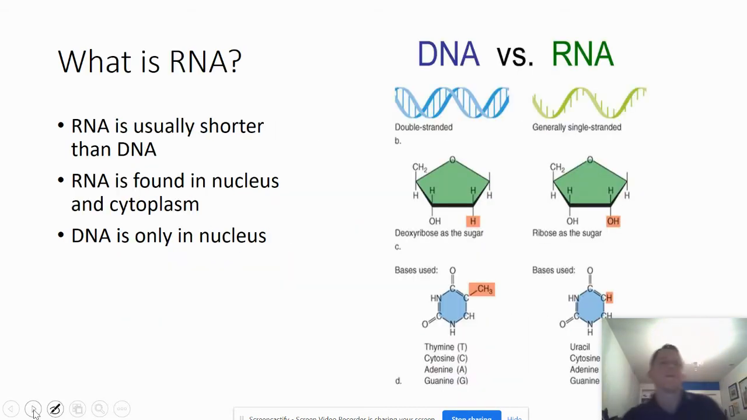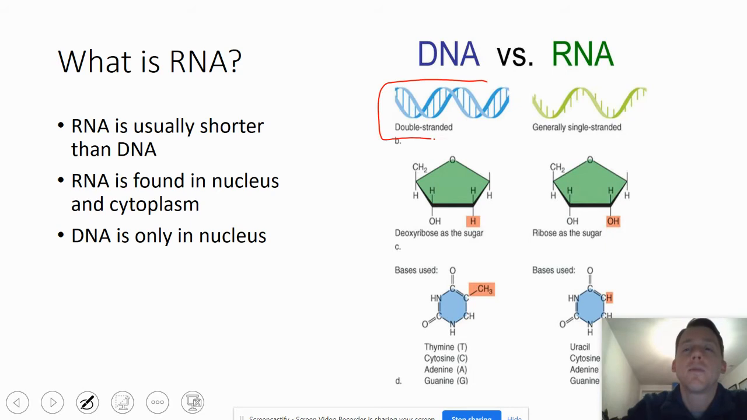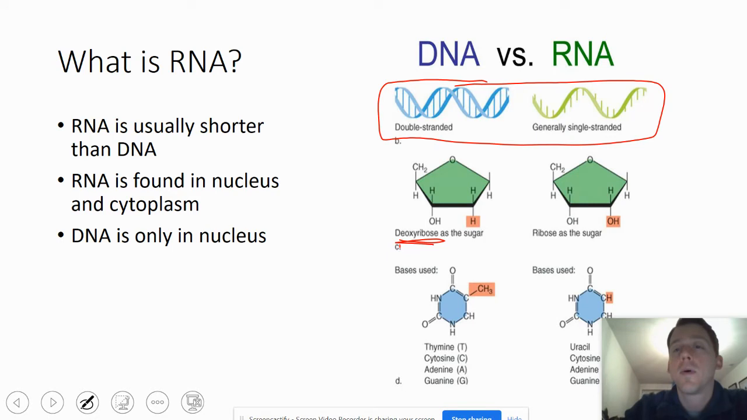So what is RNA? How is it different than DNA? RNA is usually shorter, right? Usually we make a copy of just one gene at a time and not the entire DNA strand, just one gene on the DNA. RNA is found in the nucleus and the cytoplasm, whereas DNA is found only in the nucleus. We can see that DNA is double-stranded, whereas RNA is single. DNA, deoxyribose, RNA, ribose. And then the bases are different. Notice the one difference, thymine versus uracil.